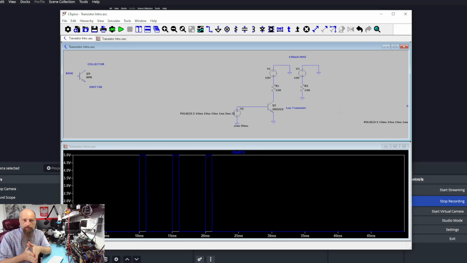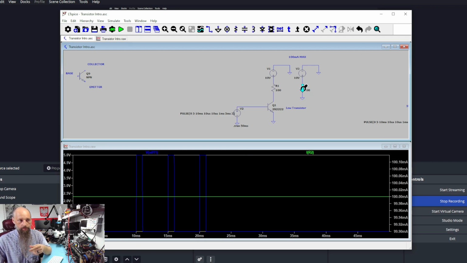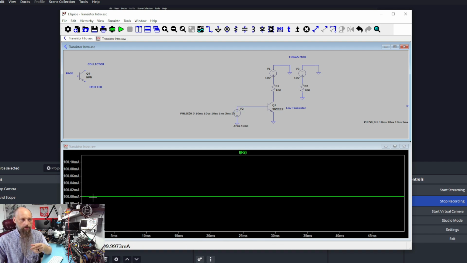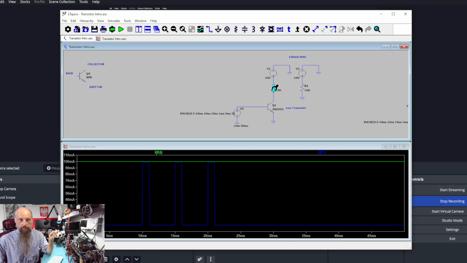Now, having 10 volts and 100 ohms, we can easily calculate that the maximum current that will flow through the circuit is going to be 100 milliamps. We can confirm that on our second circuit, that we have exactly 100 milliamps flowing through resistor R2 from the source V3. Now, from source V1, we use the same resistor and our switching transistor over here. So when the transistor opens, we expect to see 100 milliamps flowing through the resistor.